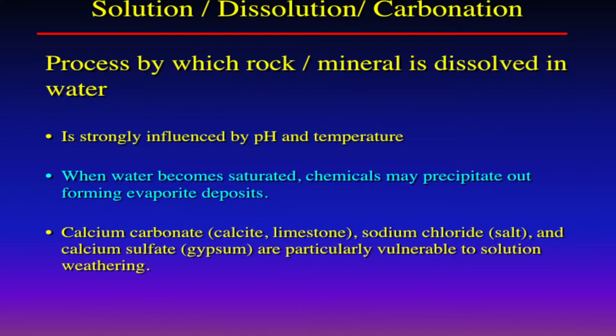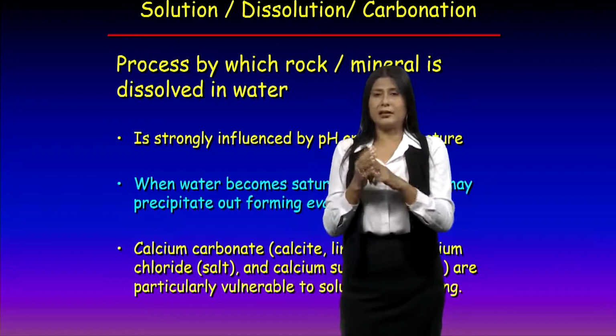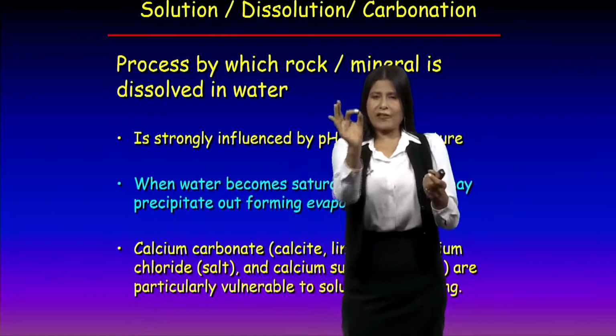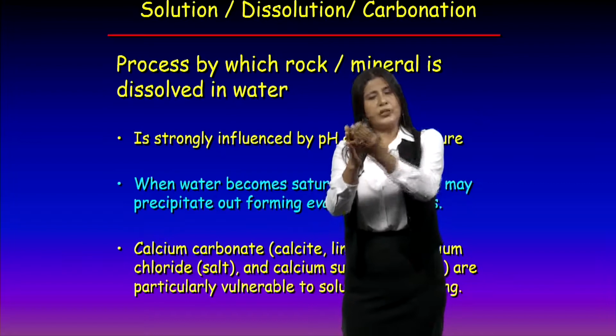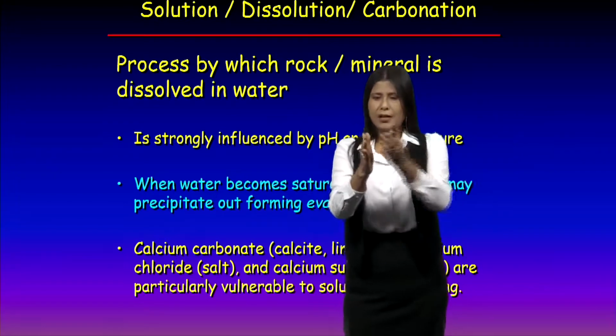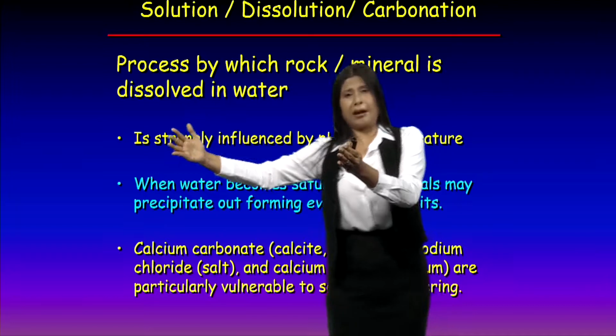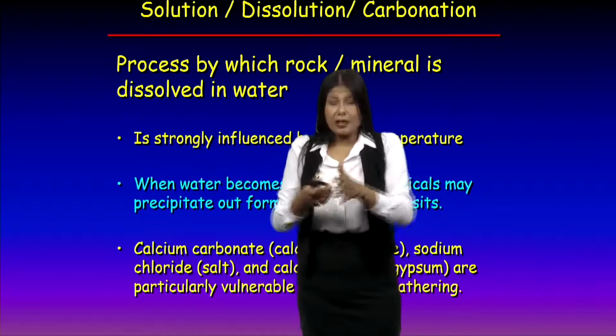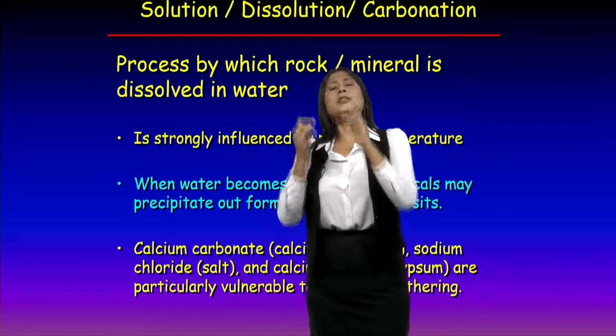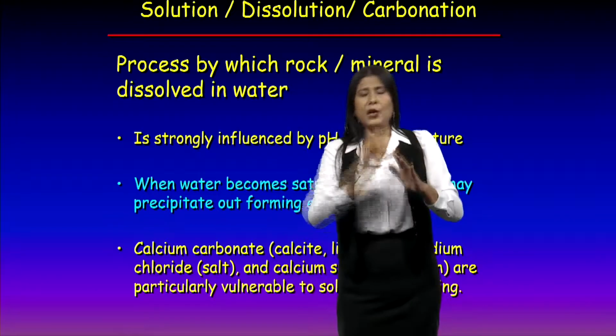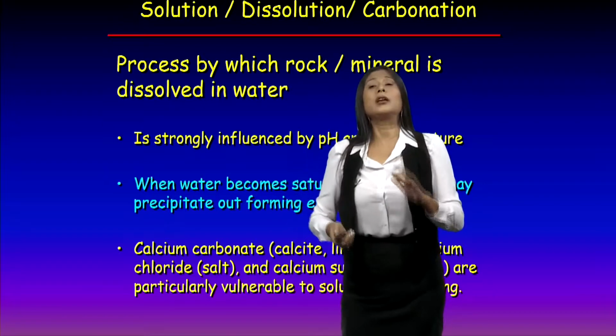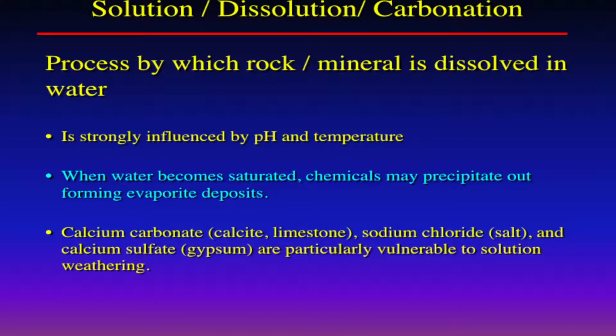It is very strongly influenced by pH and temperature. pH means the concentration of hydrogen ion, or we call it acidity. It is a scale with 7 at the neutral. Anything lesser than 7 is acidic, and more than 7 is alkaline. So, when the acidity becomes more, that means the value of pH is less, and when the temperature is high, chemical weathering becomes more. When water becomes saturated, chemicals may precipitate out, forming evaporite deposit.